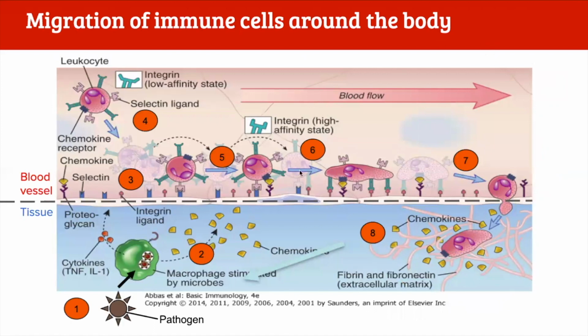Okay, so I'm going to explain this diagram. It looks very chaotic, but we'll take it in steps. So this is just explaining the migration of immune cells around the body. So how do different immune cells get around the body to initiate an immune response? Okay, so remember we're still talking about the innate immune system here. And the top part is your blood vessel, and the bottom part is your tissue.